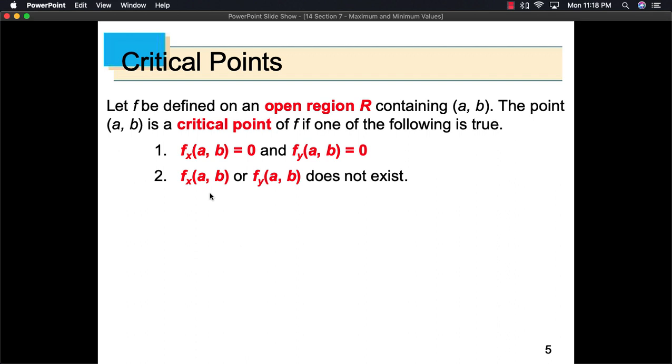Also, we need to look for places where the derivatives do not exist. Again, Calculus 1, you did the same thing. And usually where the derivative does not exist is at a corner or a cusp, typically. But it is similar to Calculus 1, with the only difference being that we're using partial derivatives now.